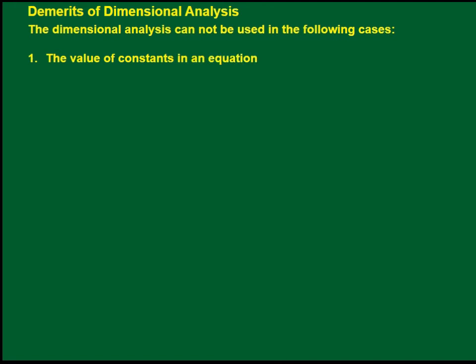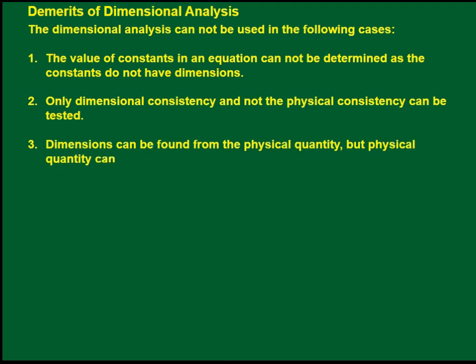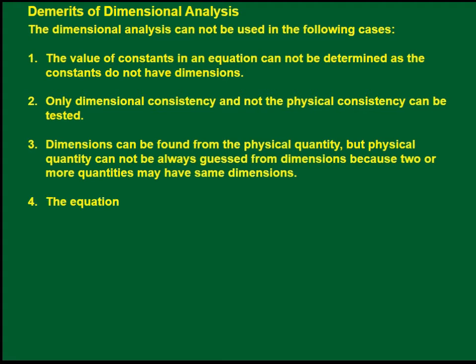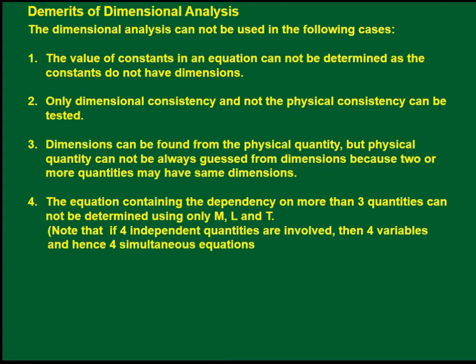An equation containing dependency on more than 3 quantities cannot be determined with only M, L, and T. Anyway, there are some systems in which the dimensions are combined. This is a special type of question that will be level 2. I may not be talking about this type of problem in this lesson.